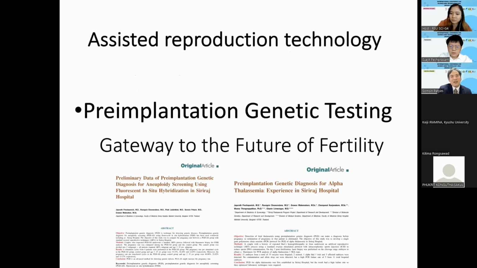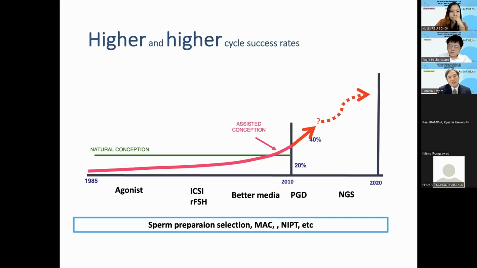And nowadays, a technology we cannot leave out is pre-implantation genetic testing. We use it to check the embryos for abnormal chromosomes, for example Down syndrome, or diseases like thalassemia. So now we can check the genetics of the embryos before we put them back into the womb.